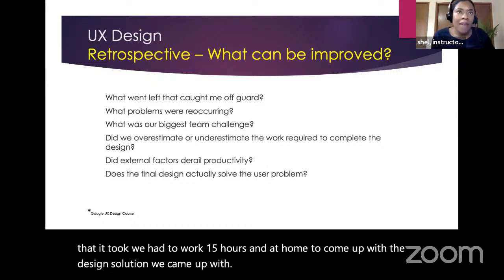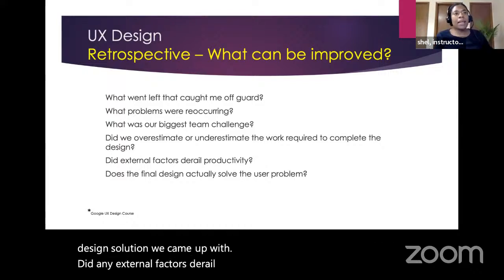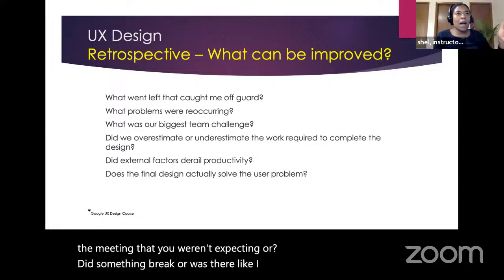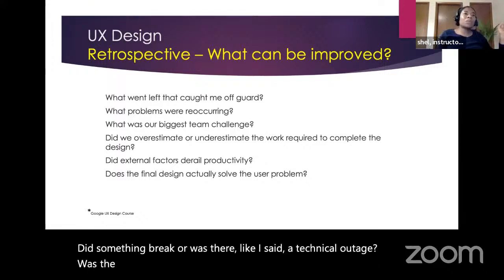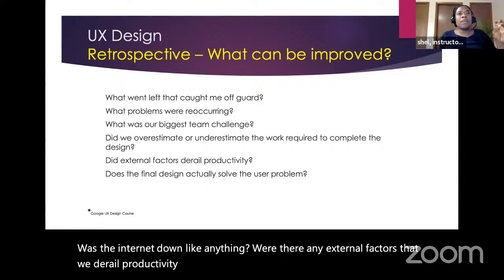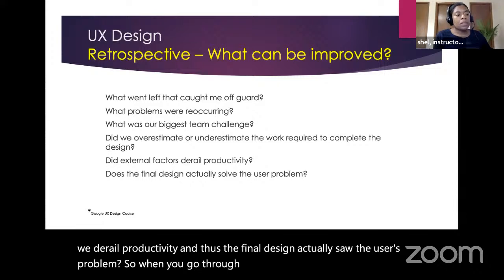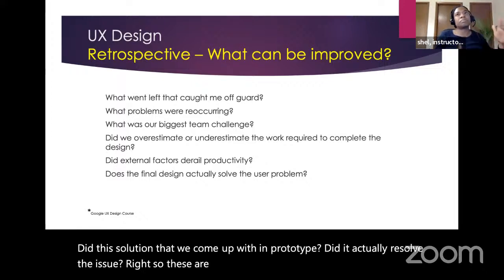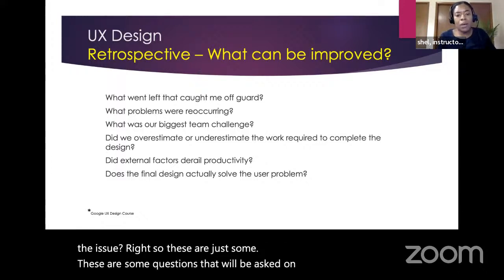Did any external factors derail productivity? Meaning, did the company call a meeting that you weren't expecting, or did something break, or, like I said, a technical outage? Was the internet down? Were there any external factors that derailed productivity? And does the final design actually solve the user's problem? So when you go through testing, did the solution we came up with in prototype actually resolve the issue, right? These are some questions that'll be asked during retrospective. Do you have any questions about retrospective?